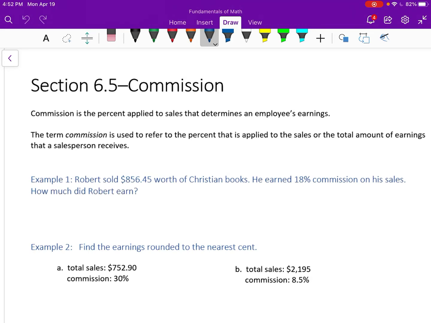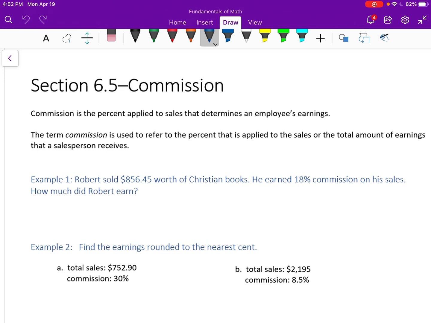Section 6.5, we're going to be talking about the idea of commission. Maybe you don't know what commission is. So commission is the percent applied to sales that determines an employee's earnings. So this is for salesmen or saleswomen.